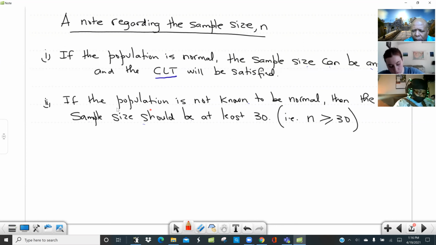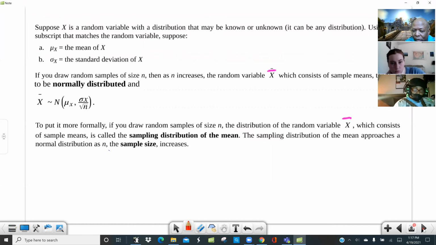However, when the population is not normal, for you to attain the central limit theorem, you need a sample size of 30 or more. So 30 is the magic number that you need to attain the central limit theorem. If you are taking groups from a population that is not normal, but if it is normal already, who cares about the sample size? 10, 20, 35, the central limit theorem will be satisfied in that regard. Okay?